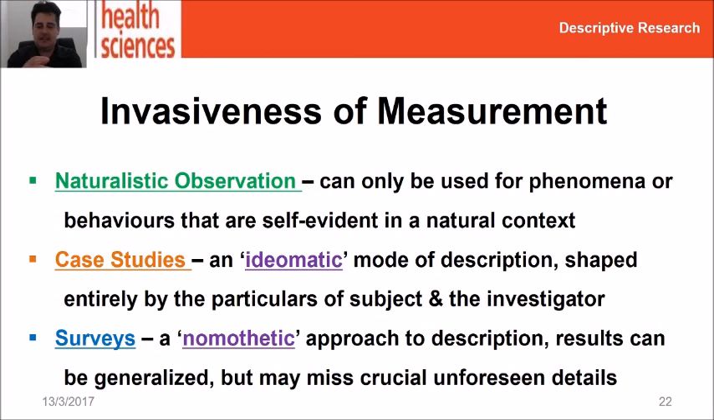Now, if you're looking at this in the textbook, you will sometimes hear two different terms used, especially for case studies and surveys. Case studies, and to a lesser extent naturalistic observation, are idiomatic modes of description. That is to say that they are shaped entirely by the particulars of the subject and the investigator in a particular case. That's what idiomatic means, if you ever see that word, whereas surveys are what we refer to as nomothetic.